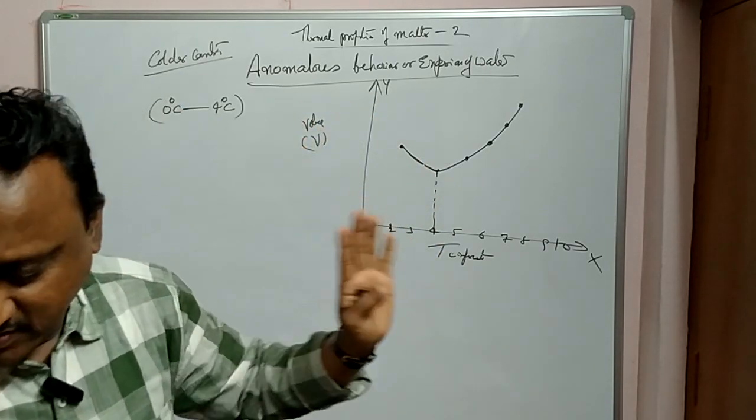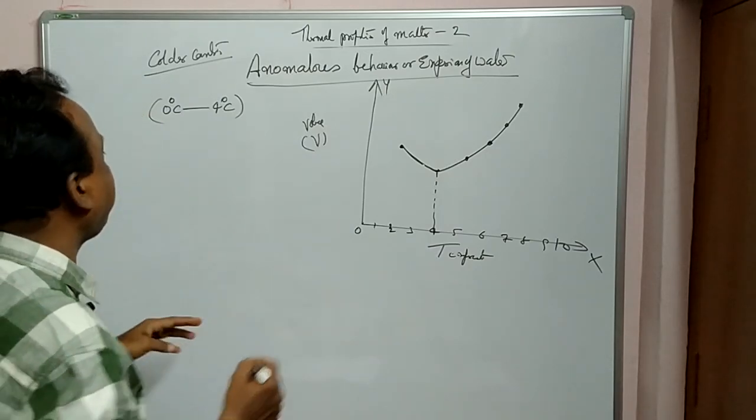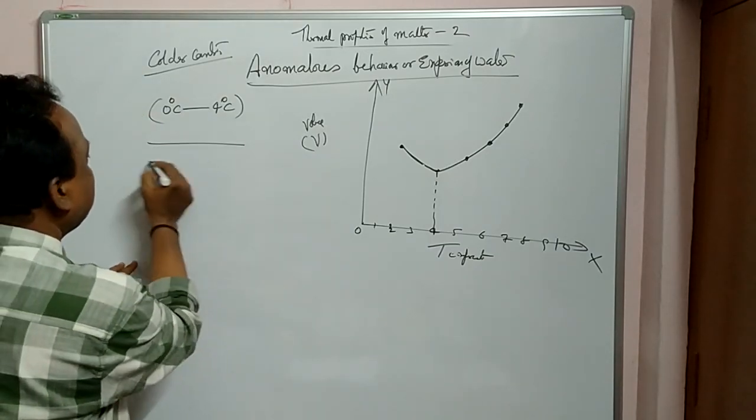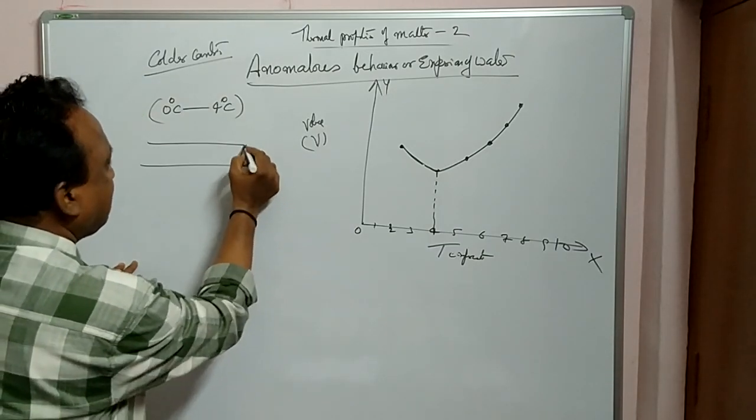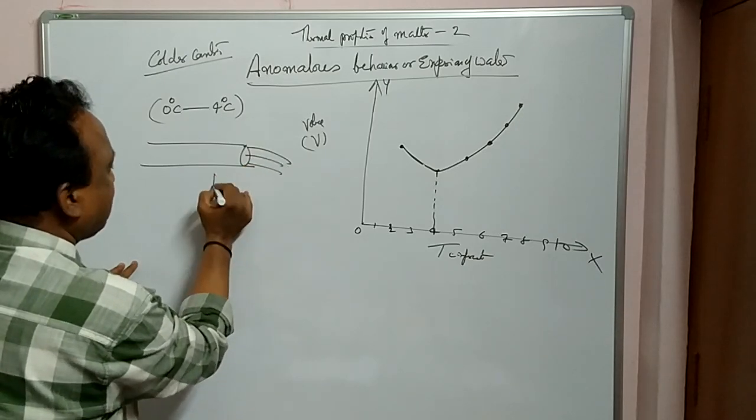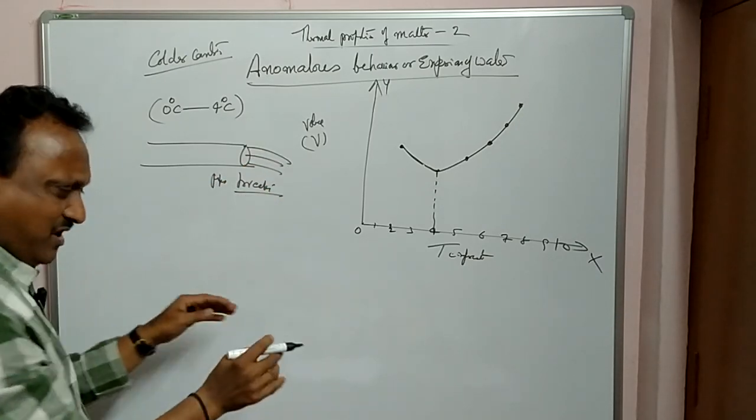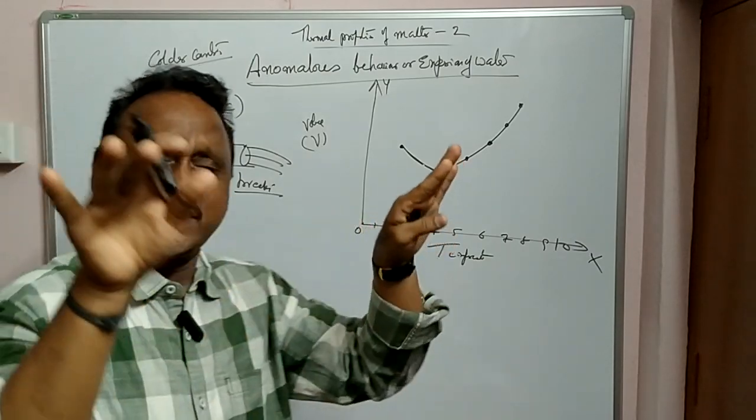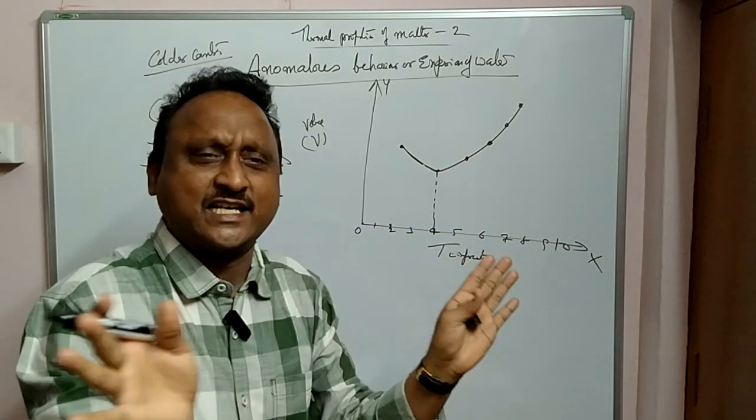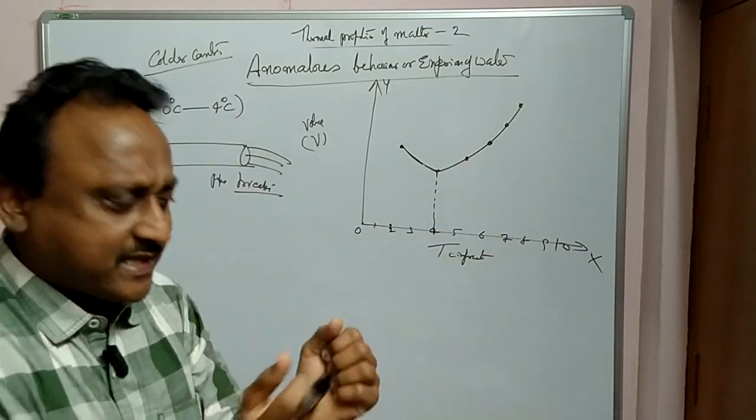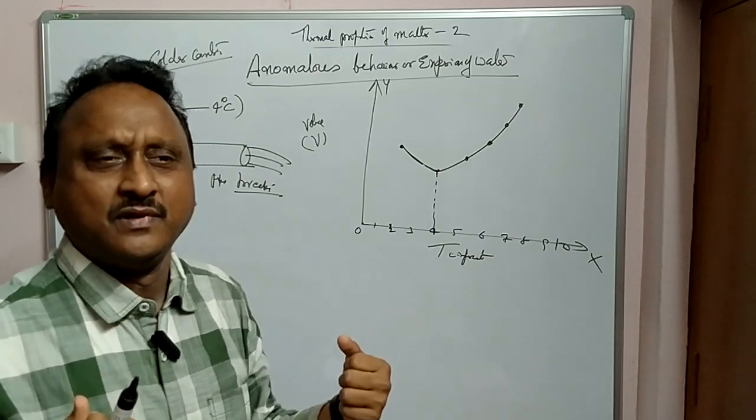So because of this nature, what happens in colder countries, you can see water pipes, water coming out of the pipes will be breaking, because when the temperature is falling below 4 degrees, it expands and the volume increases and the pipes break.